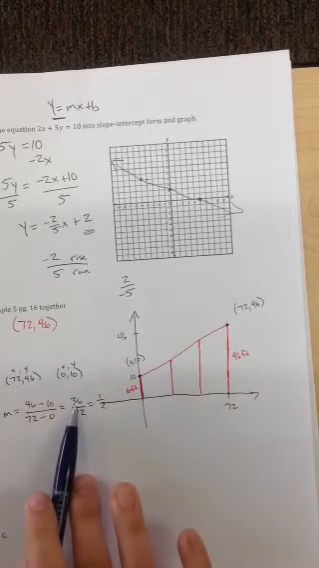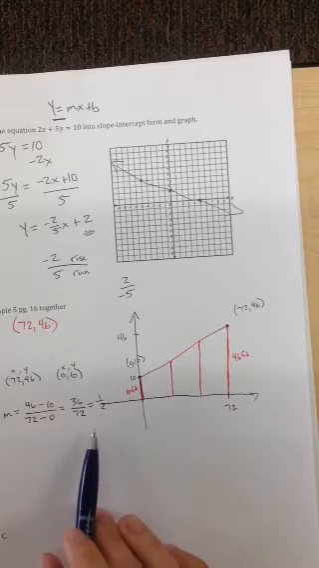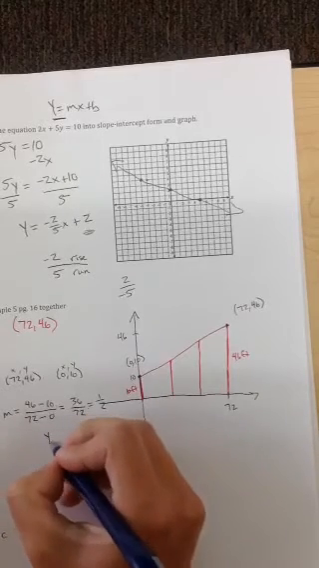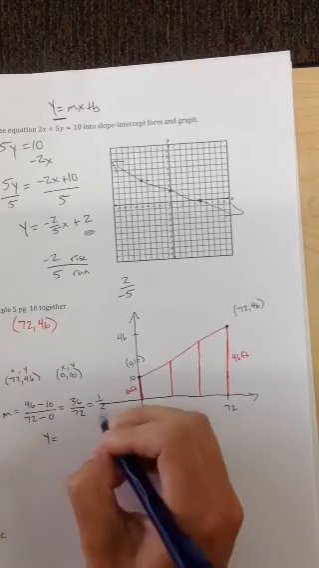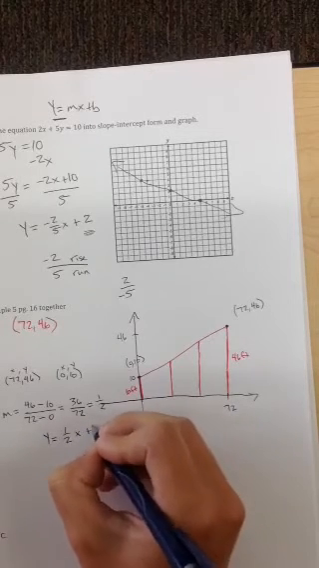If you take 36 divided by 36, you get 1. 72 divided by 36, you get 2. So our slope here is going to reduce down to 1/2. Okay? Now using what we did before, y equals slope, our m is 1/2, x plus our b.